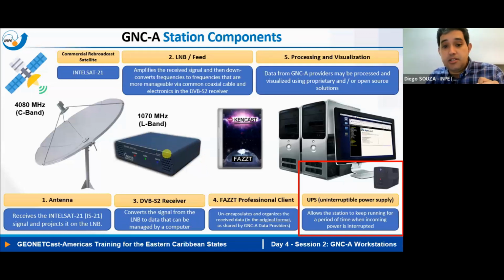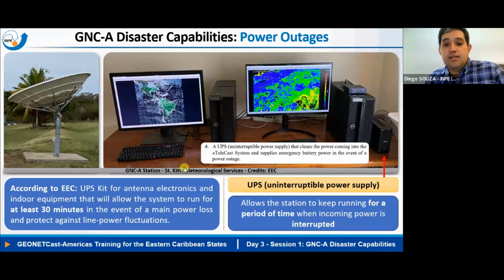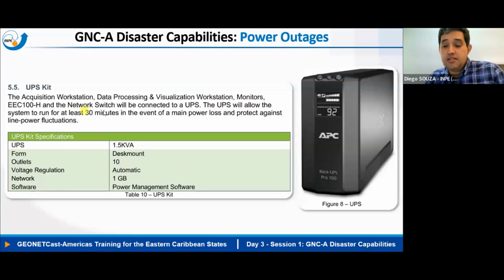And in case of a power outage, the stations of the project are equipped with a UPS, which is an uninterruptible power supply, right? And it allows the stations to keep running for a period of time when incoming power is interrupted, as mentioned in the documentation provided by EC. Also, according to the documentation, the UPS model of the project will allow the system to run for at least 30 minutes in the event of a main power loss, right?